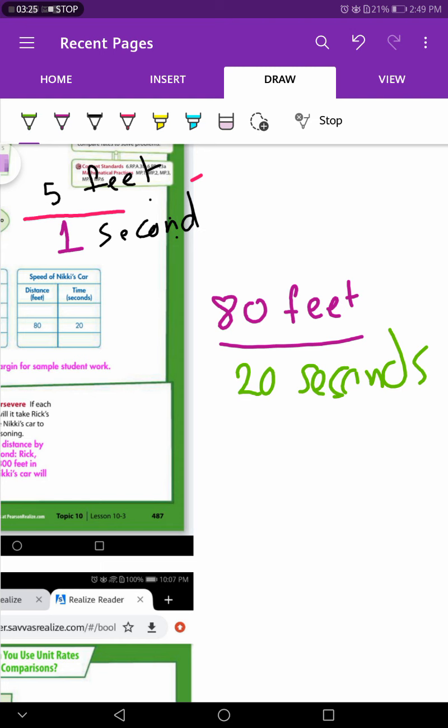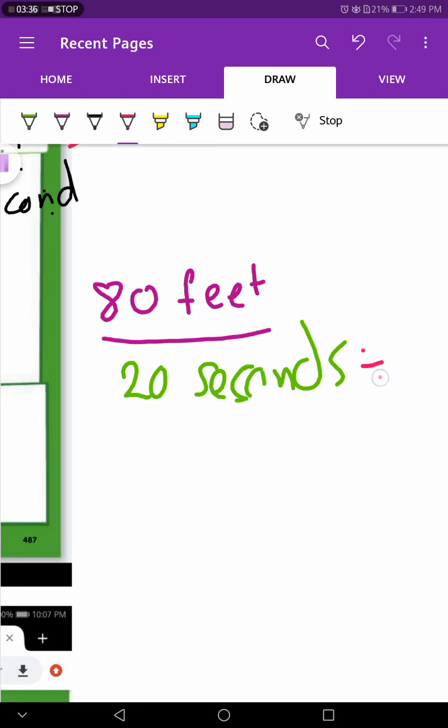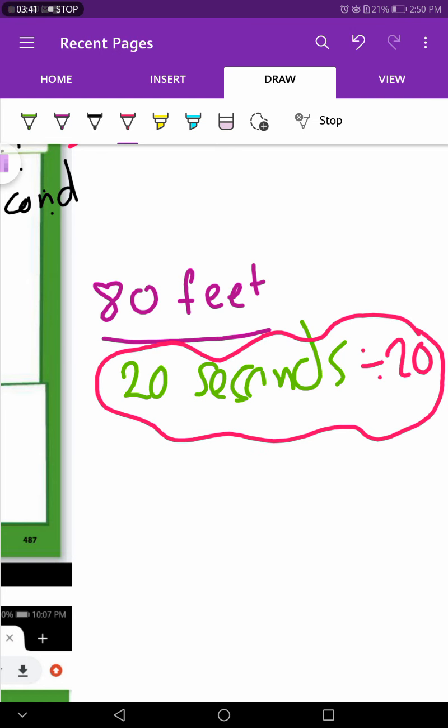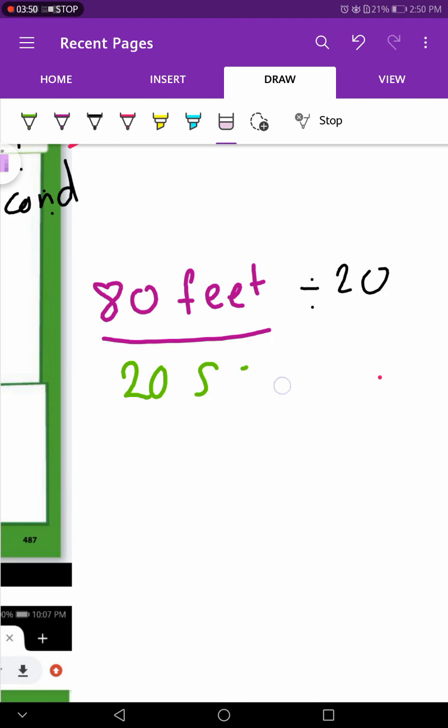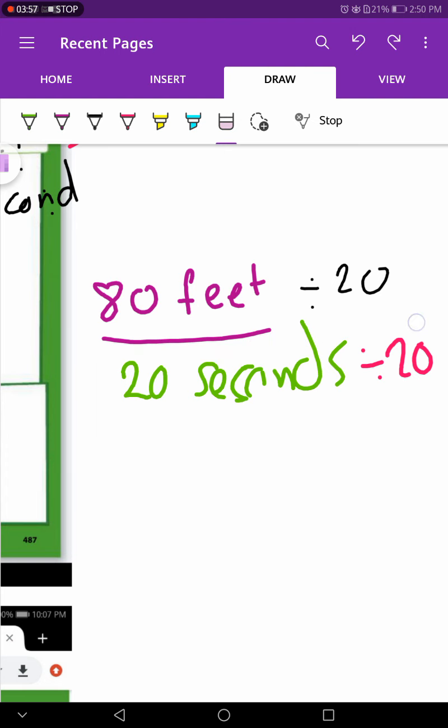What is the time here? 20 seconds. How do I make the 20 into 1? By dividing by itself, which equals 20. So here we divide up and down by 20, to make the time equal 1 unit. And because I divide down, I have to divide up. Now down, I get 1 second.